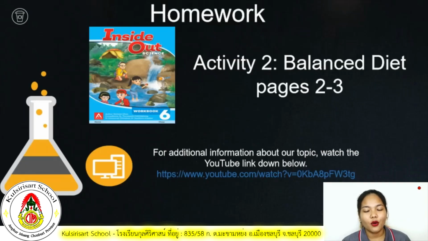Now, for your homework, I want you to grab your Inside Out Science workbook and answer activity 2, which is about balanced diet, on pages 2 to 3. Again, for your homework, grab your Inside Out Science workbook and answer activity 2 about balanced diet, which can be found on pages 2 to 3.